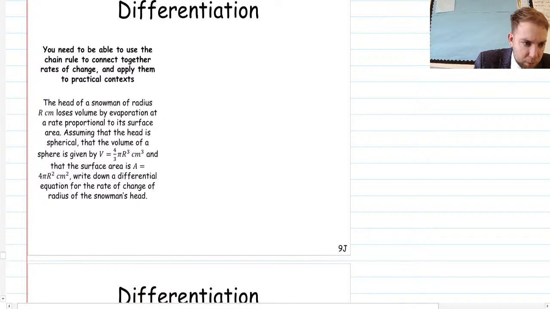So the head of a snowman of radius r loses volume by evaporation at a rate which is proportional to its surface area.